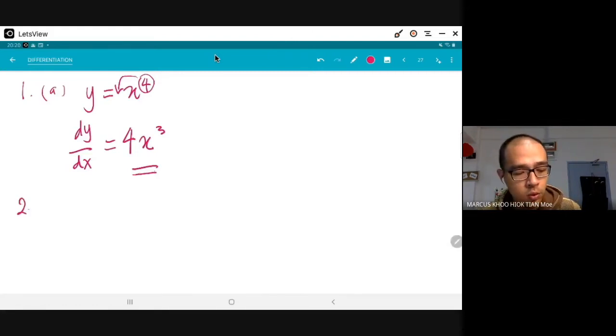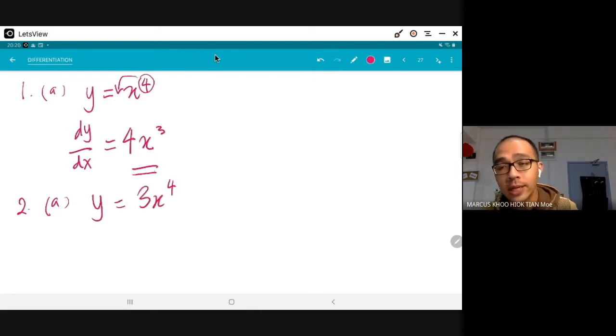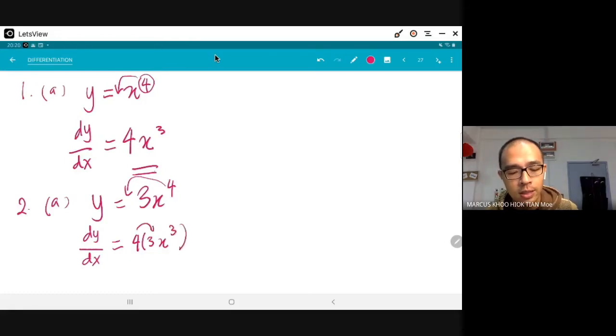2A will be y equals to 3x to the power of 4. So same thing lah, except that in this case, there is no number in front, so kita darab 1 terus. But in this case, the first derivative alias the gradient function alias the first time differentiation alias dy dx will be 4 bring to the front, 4 times 3x to the power of 4 minus 1 will be 3. Then all you need to do is just 4 kali 3, kau akan dapat 12x kuasa 3.